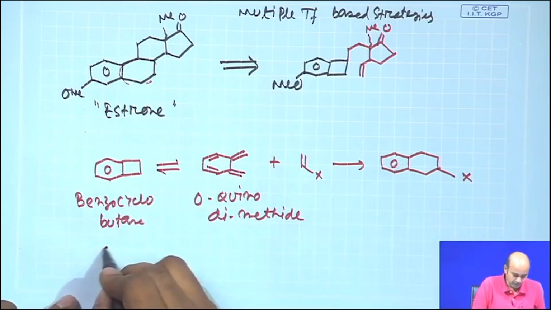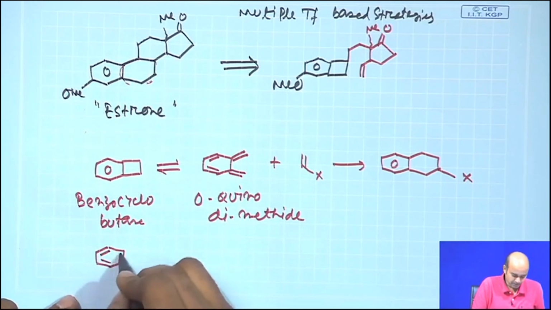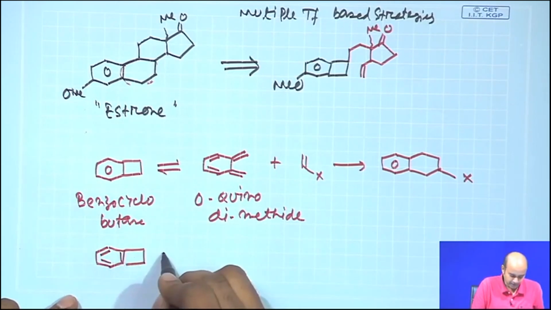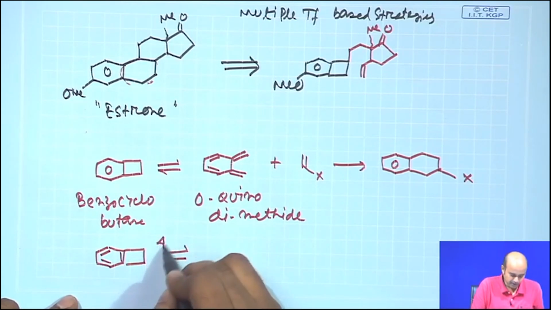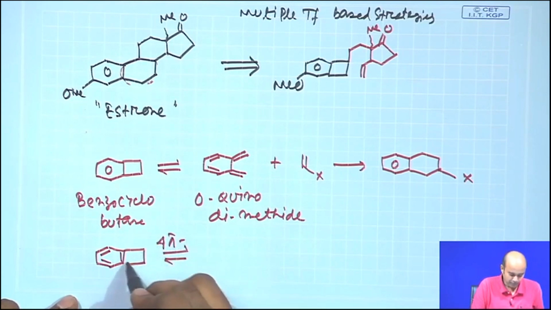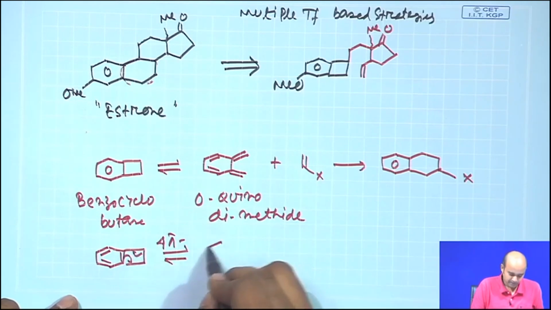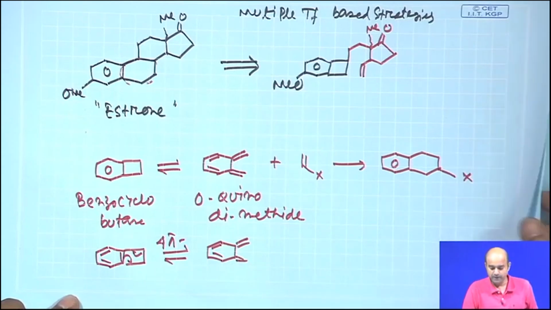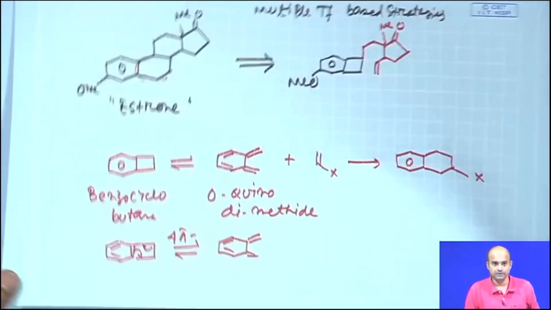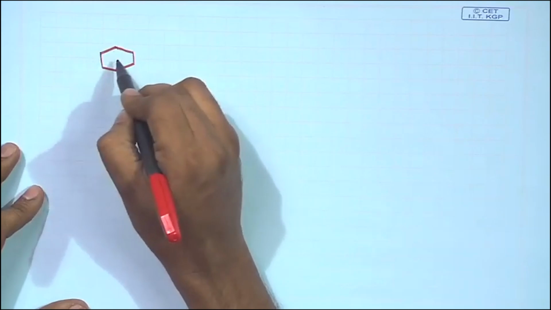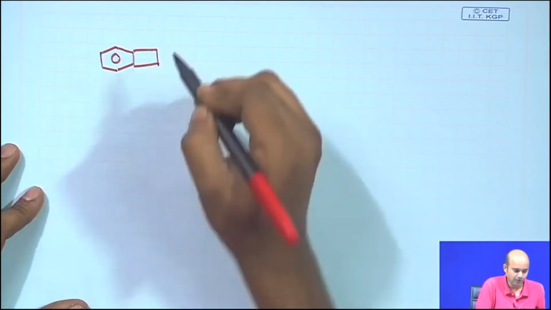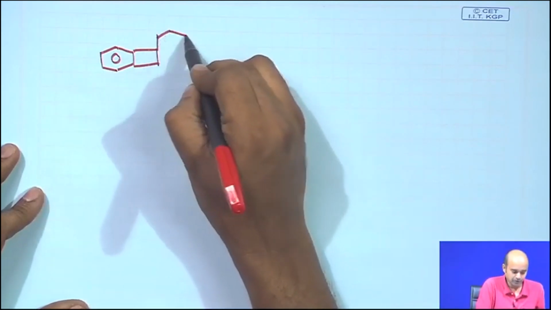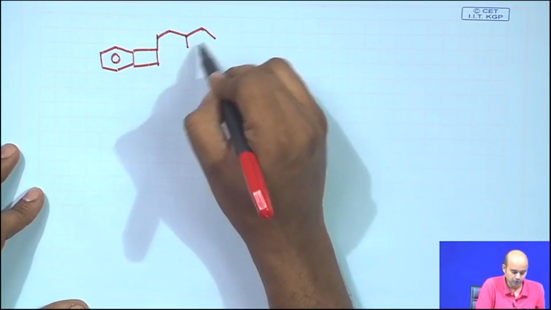So, benzocyclobutanes in principle the structures will be something like this, and this part you can think about as a 4 pi electrocyclic ring opening that basically gives you the benzocyclobutane. Now, as I said, it is very easy to write on paper, but in reality when you do the practice... okay, come back to the intermediate which you have earlier drawn, based on the benzocyclobutane and orthoquinodimethide chemistry.